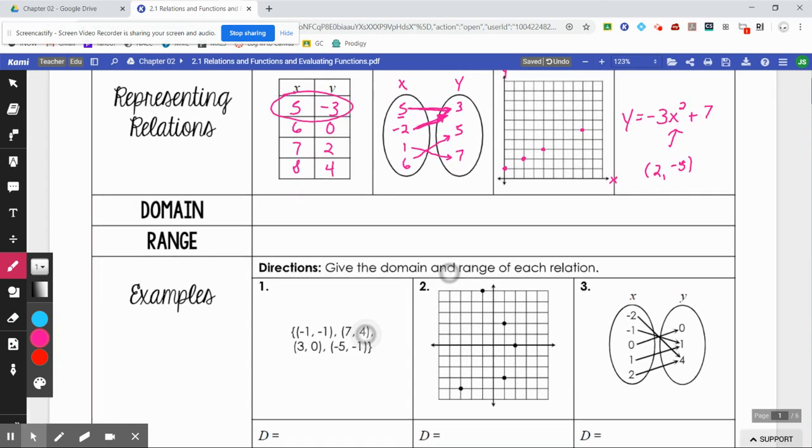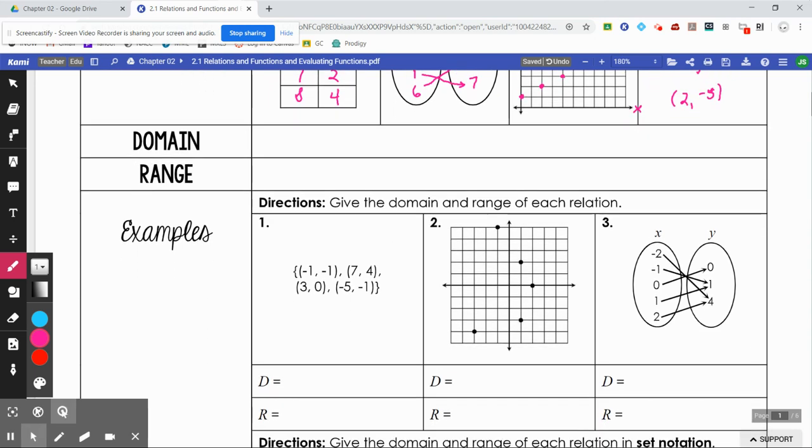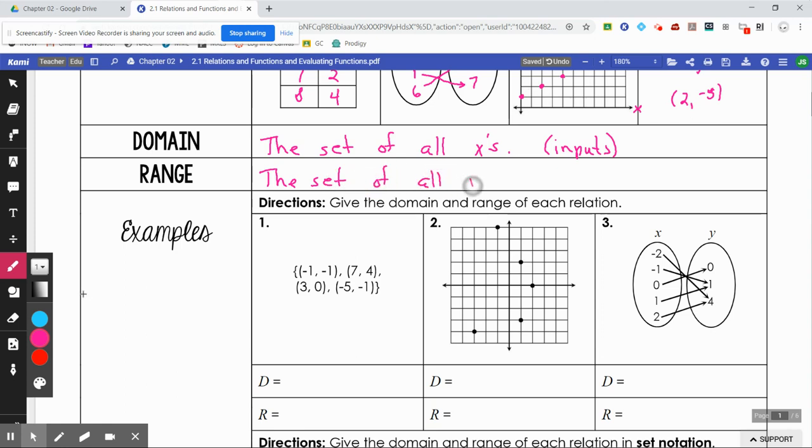Now let's talk about, when you're dealing with a relation, what do we mean by domain and range? The domain of a relation is the set of all x's, or I'm going to call them the inputs. Those are the values that you're putting into your relation. The range is going to be the set of all y's, and that would be your outputs. When you put in certain x's, what y values are you getting out? That would be your range.